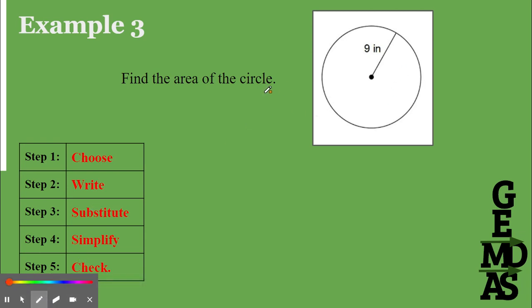All right, so this one says find the area of the circle. So I'm going to look at my formula sheet, and it says that the area of a circle is pi r squared. And I feel like it's important to point out that pi, you say it like this, pi, it's a number. It's not a variable. And r is the radius of the circle. And the radius is the distance from the center of the circle to the side of the circle.